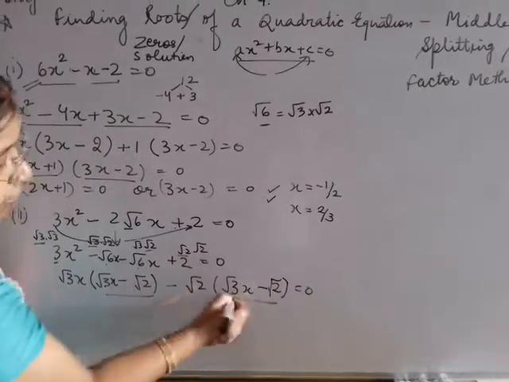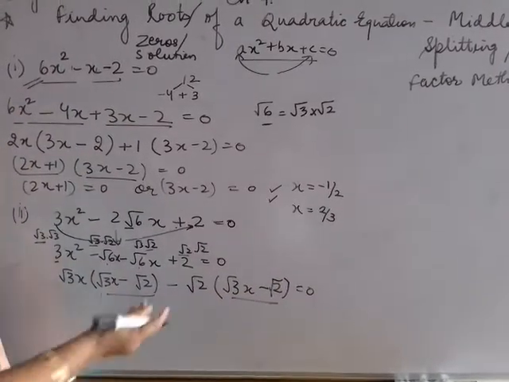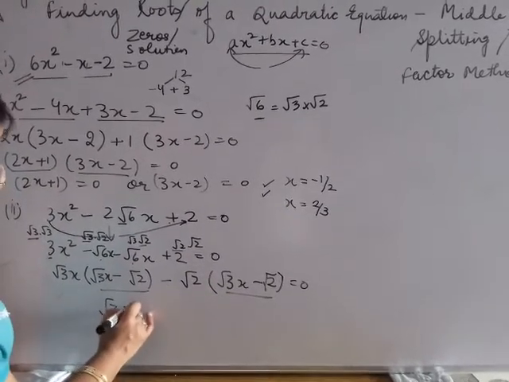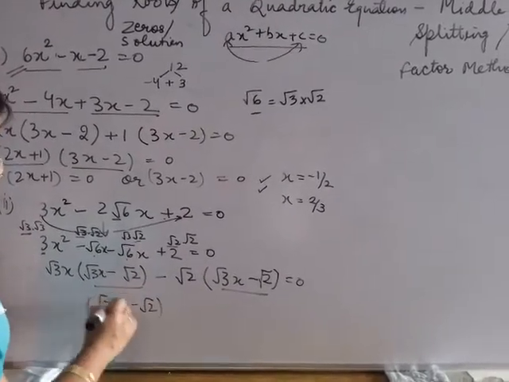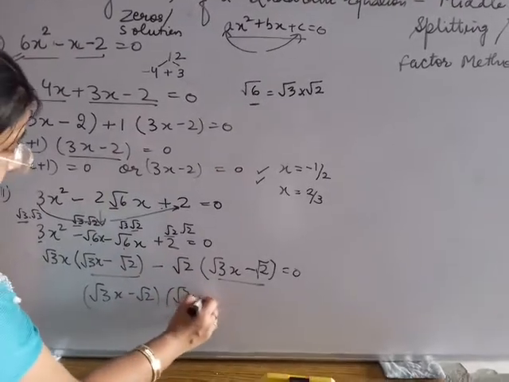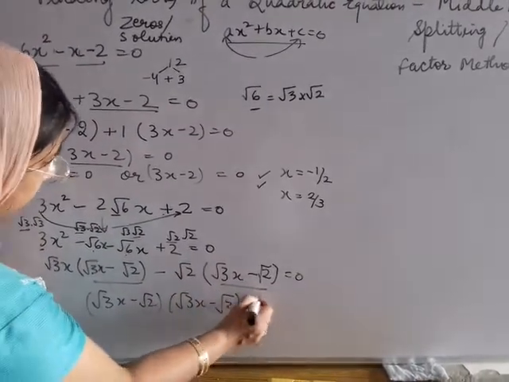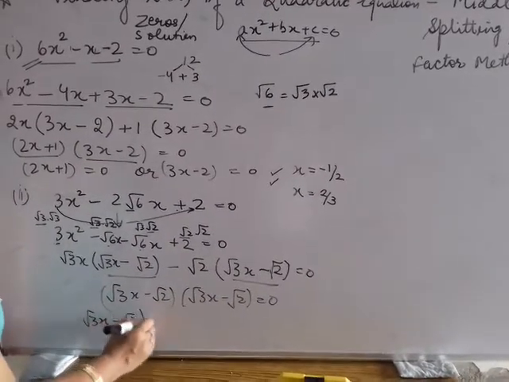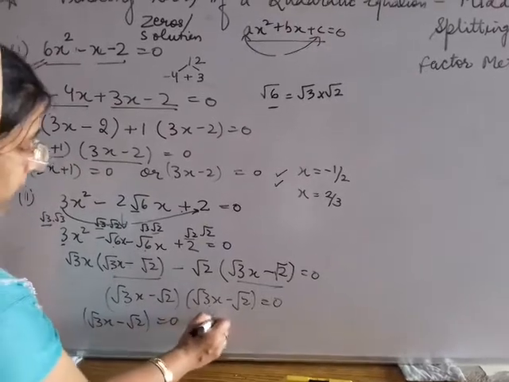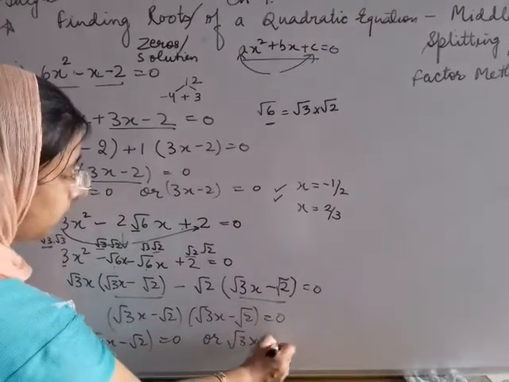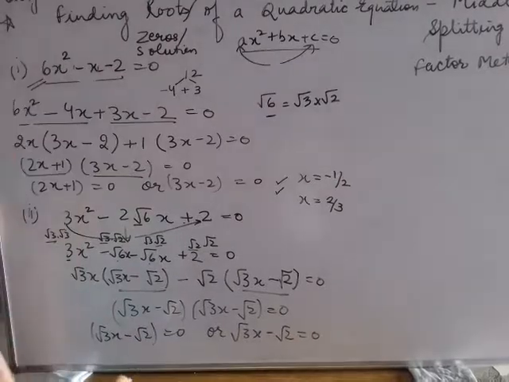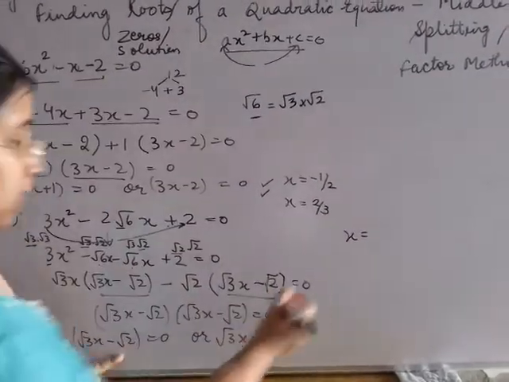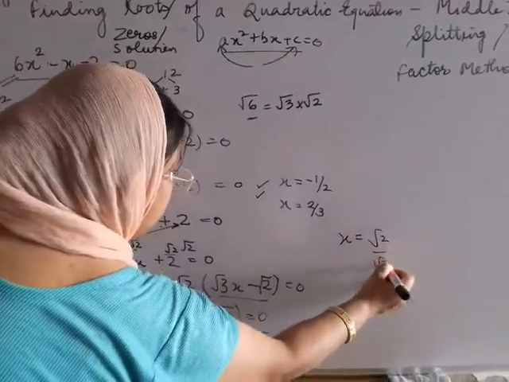Always these brackets should be the same. This is the simple funda for checking whether we have done the middle term splitting correctly or not. So the factors are root 3x minus root 2, and the other factor is also root 3x minus root 2. Equating these two brackets equal to 0, we will get the values of x as x is equal to root 2 upon root 3.